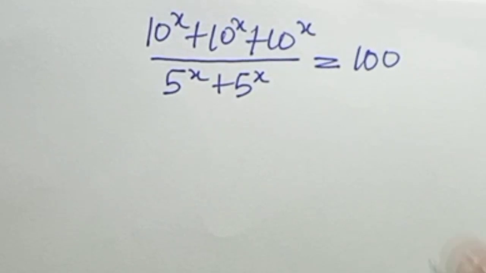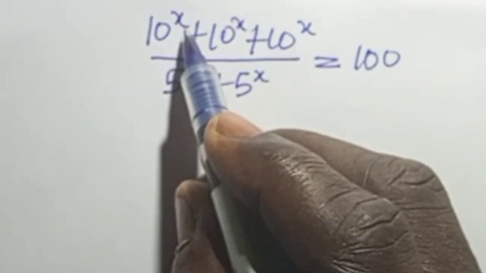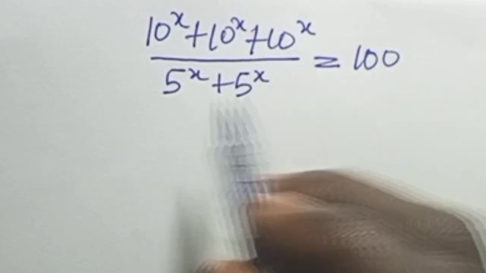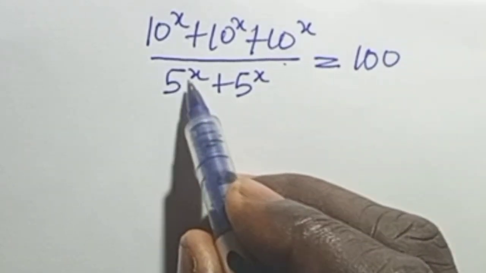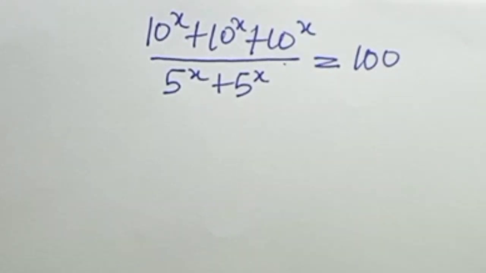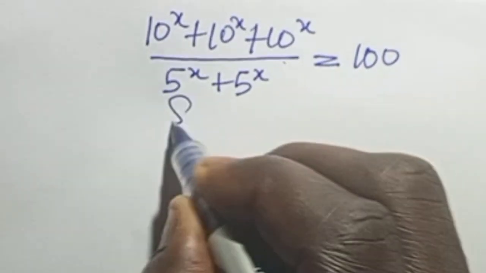Hello everyone. So we have (10^x + 10^x + 10^x) over (5^x + 5^x) equals 100. So let's solve together.